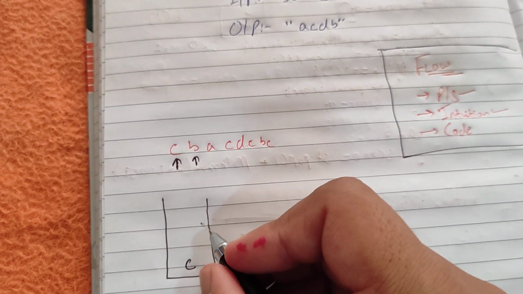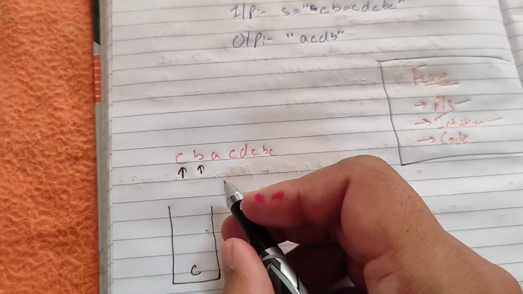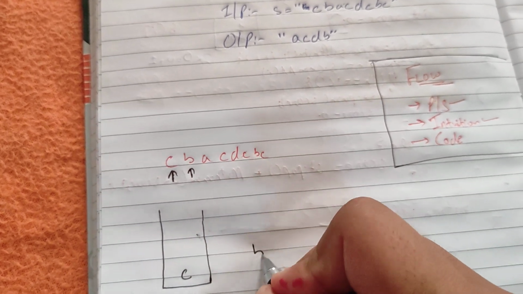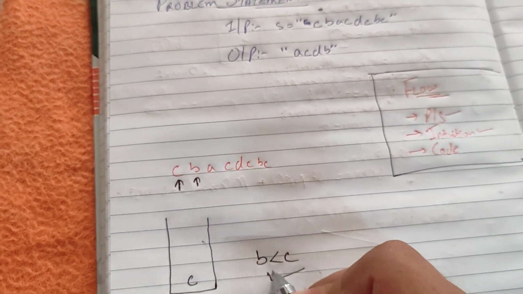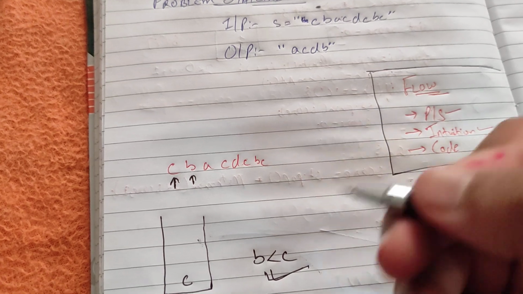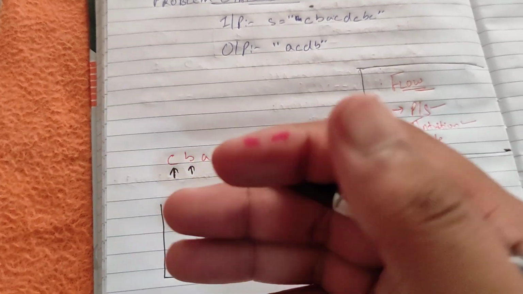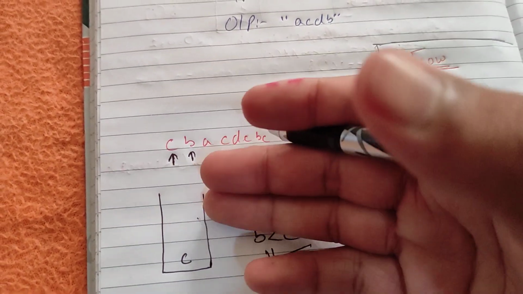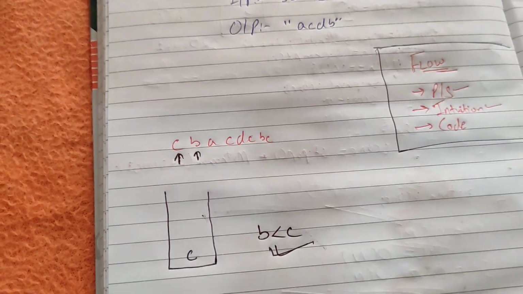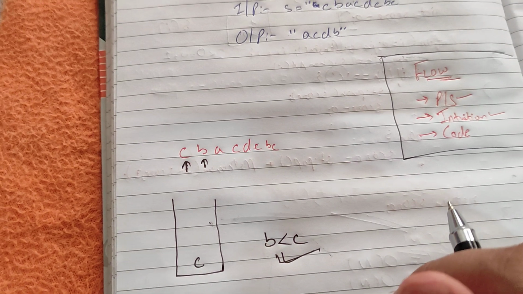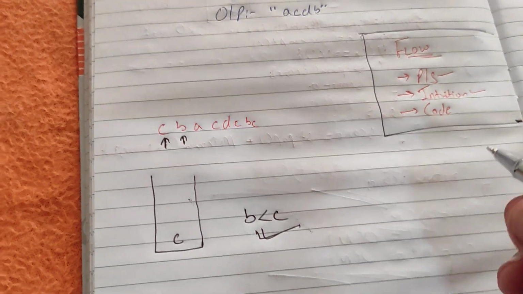Now I move to the next character, B. B is smaller than C. So we have to maintain the lexicographic order, but we have to keep something in mind: if there is no more C in the string, then we have to keep C in our stack. I hope you get my point.